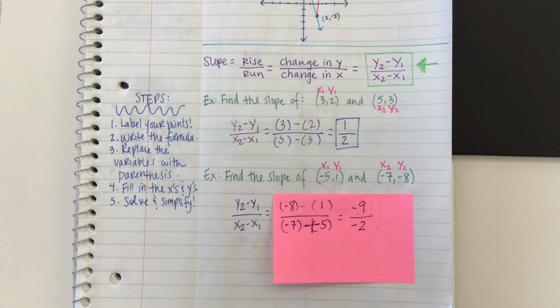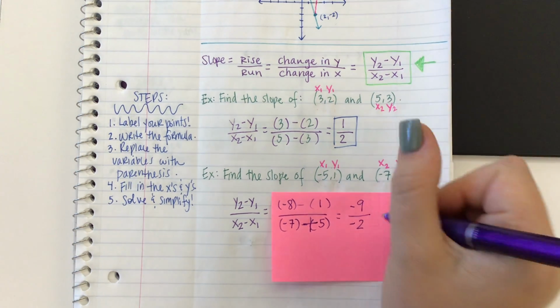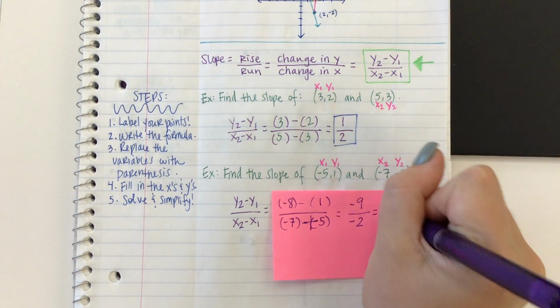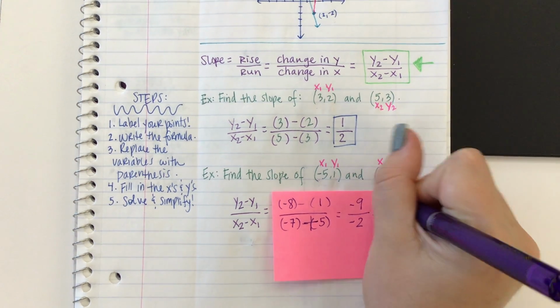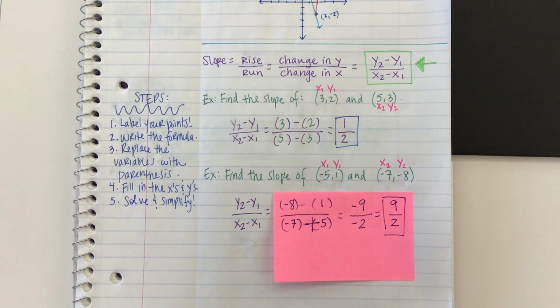Now we cannot simplify anything with the numbers, but we can see that we have 2 negatives right here and 2 negatives make a positive. So our slope for this line is 9/2. Please keep your answer as an improper fraction. You never, ever, ever write slope as a mixed number.